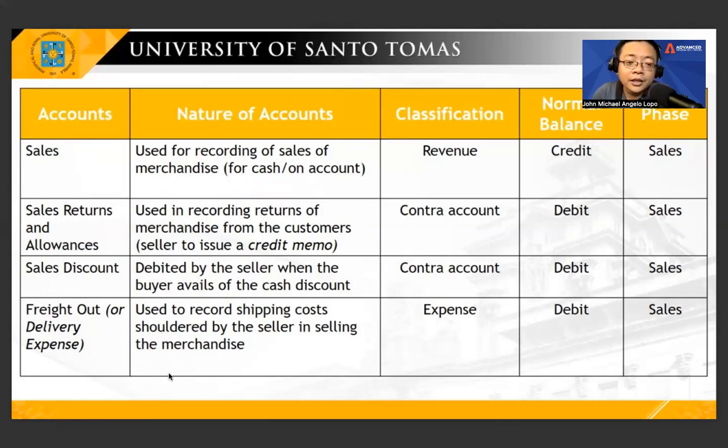Okay? So in selling the merchandise, sales is part of the revenue, while these are part of the contra accounts. The freight out naman is an expense. Alright. The normal balance of sales is credit, while these have a debit balance, and freight out also has a debit balance. Lahat naman ito ay part in computing for our net sales, except for freight out, kasi ito ay nasa baba, as part of the OPEX.